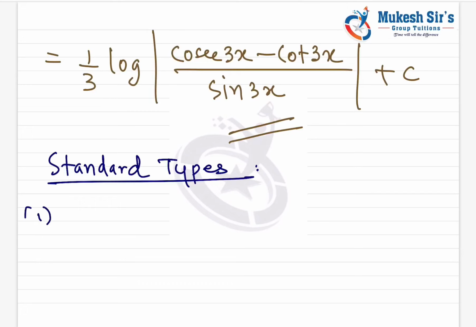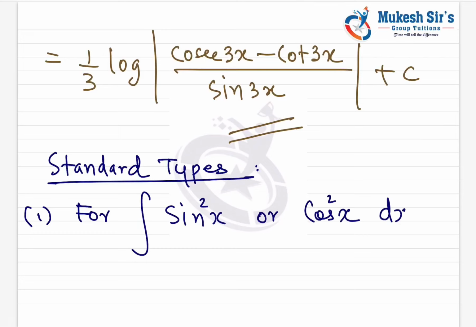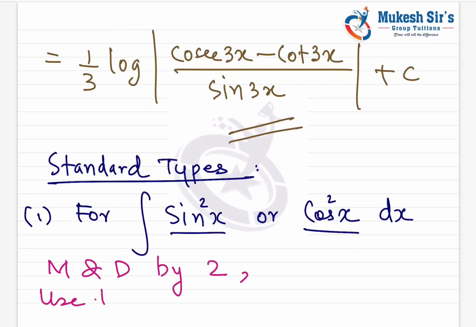So let's discuss the two types here. What about integration of sin square x or cos square x dx? For integration of sin square and cos square, you have to multiply and divide by 2 and use the double angle formula.